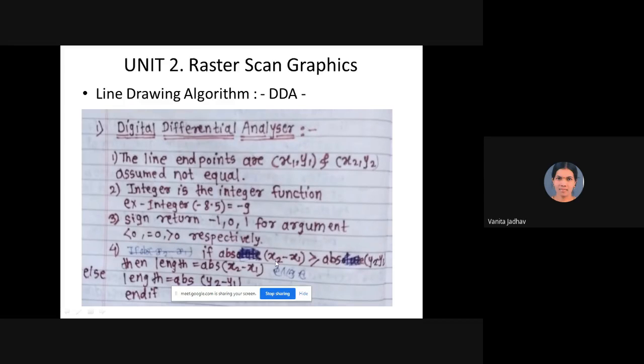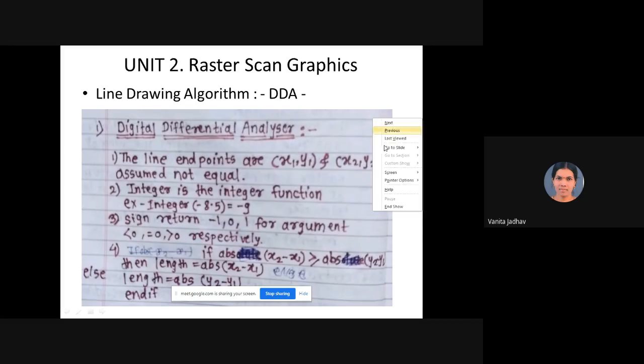Okay, so I will repeat. Suppose the value of x2 is -8 and the value of x1 is 0. So the subtraction x2 minus x1, that is -8 minus 0, will be -8, and that -8 we are passing to the ABS function. So what value does it return? Instead of returning -8, it returns 8. So only the magnitude is returned here.